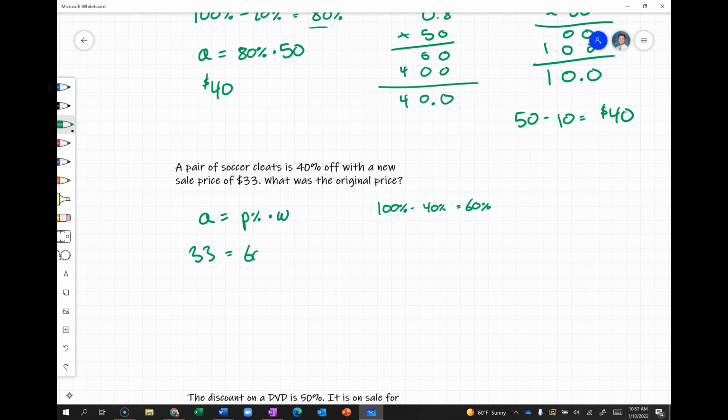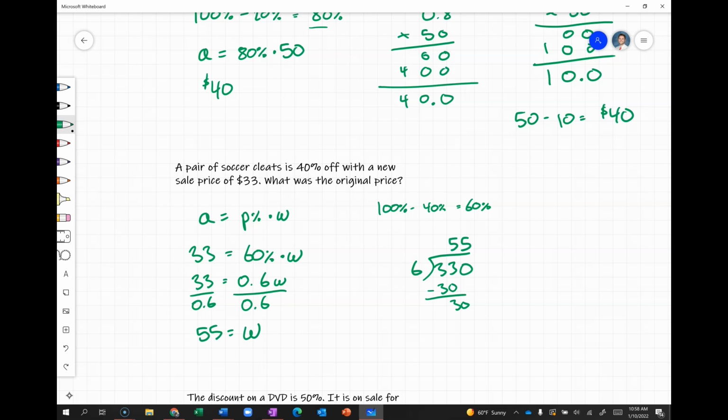So that's going to be 60% of our whole price here. So 33 is equal to 0.6 W, and we solve for W by dividing both sides by 0.6. So 33 divided by 0.6, we can rewrite that as 330 divided by 6. And we get 55. So 55 is our whole, meaning the original price of the soccer cleats was $55. And with the 40% off discount, they are now $33.